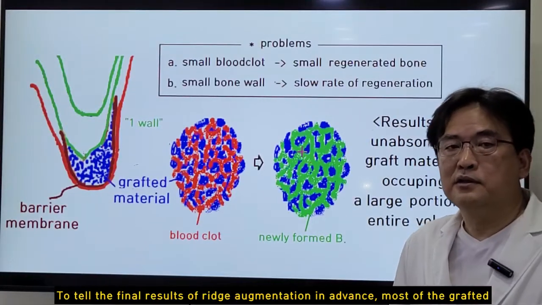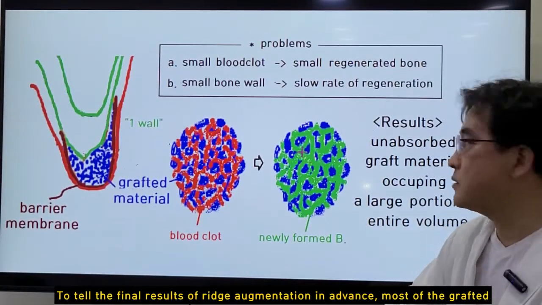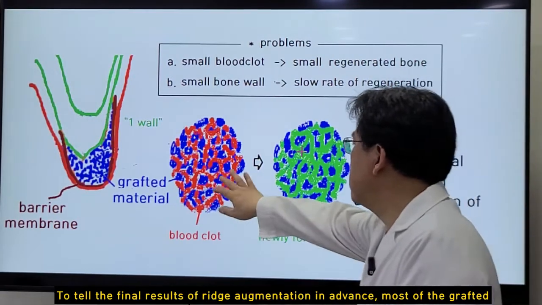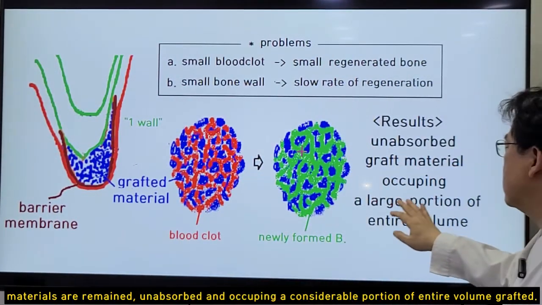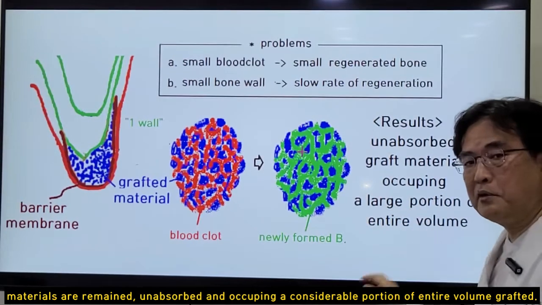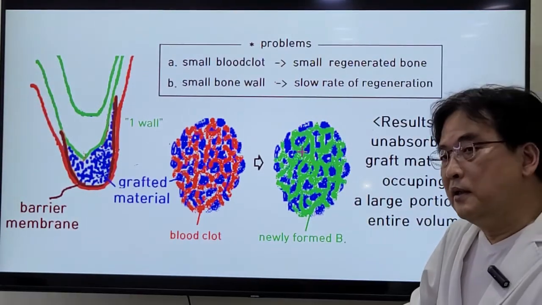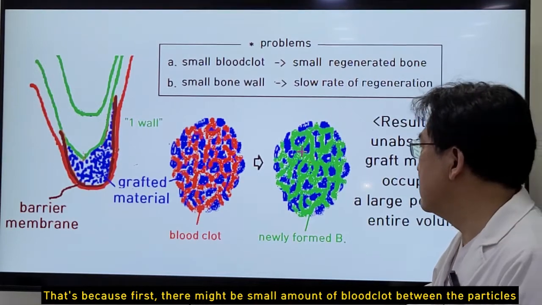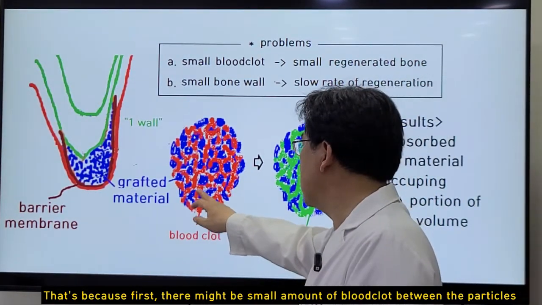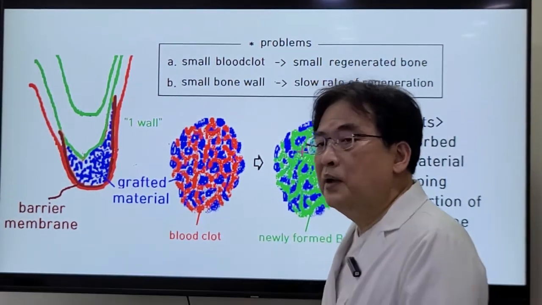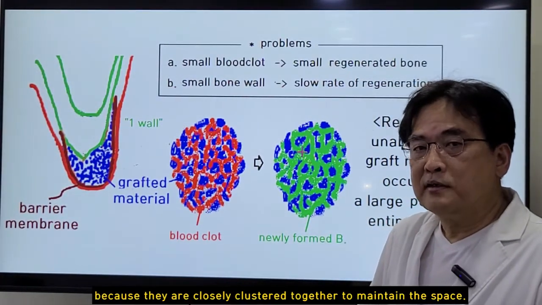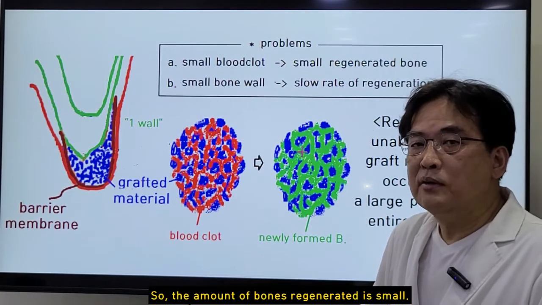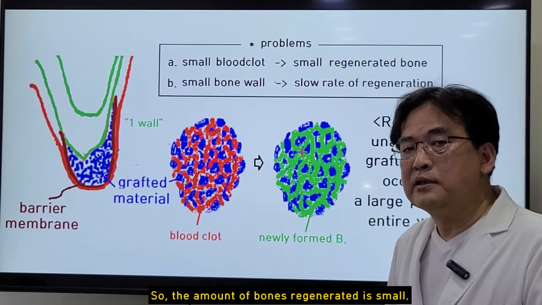To tell the final results of ridge augmentation in advance, most of the grafted materials remain unabsorbed, occupying a considerable portion of the entire volume grafted. That's because, first, there might be a small amount of blood going between the particles, because they are closely clustered together to maintain the space. So the amount of bone regenerated is small.